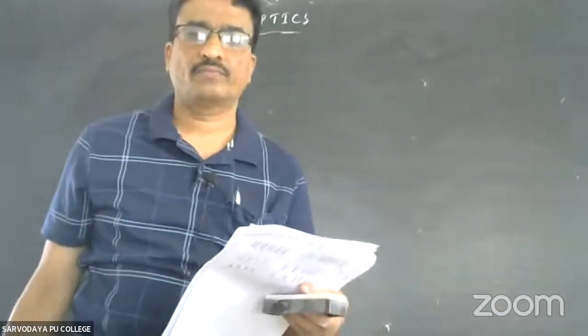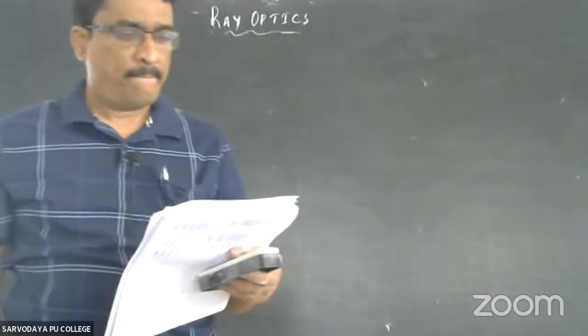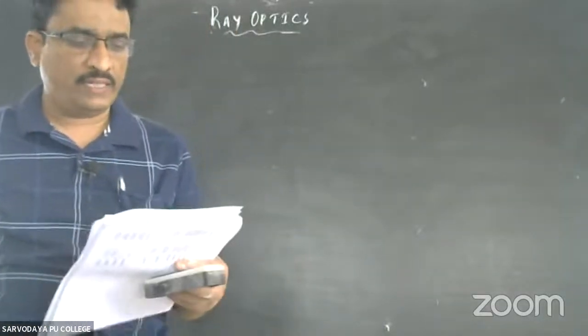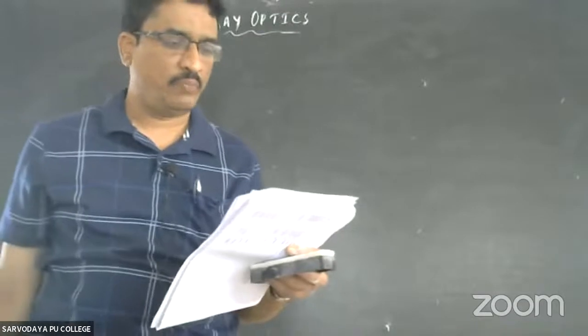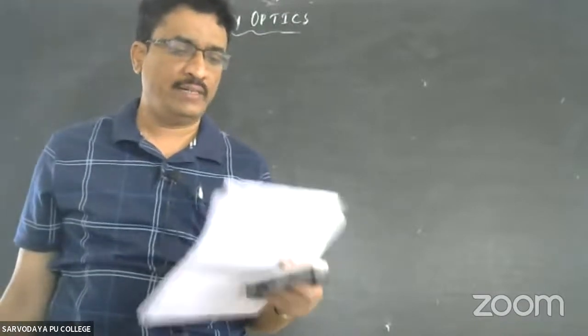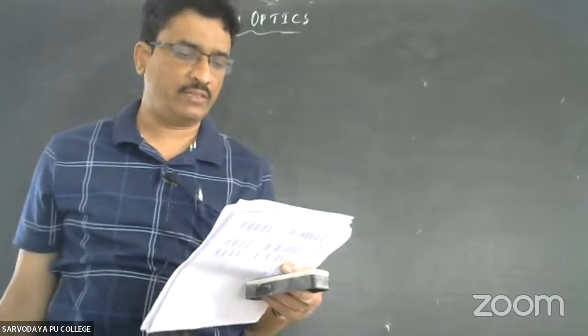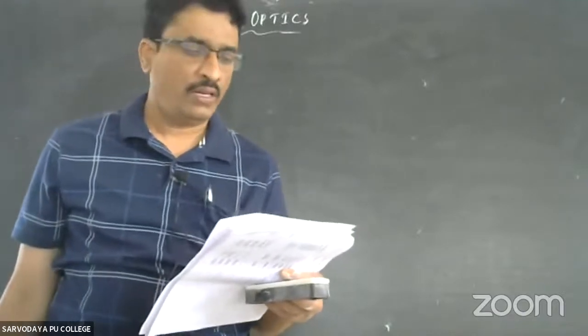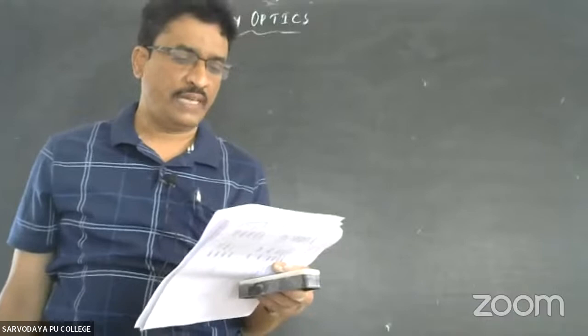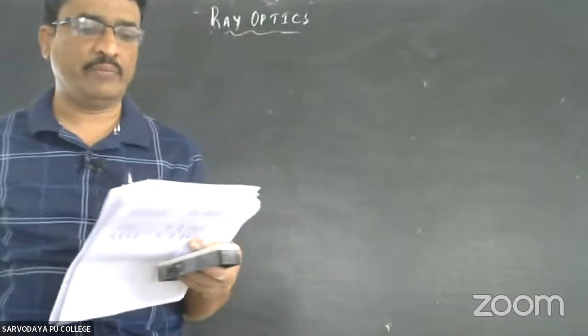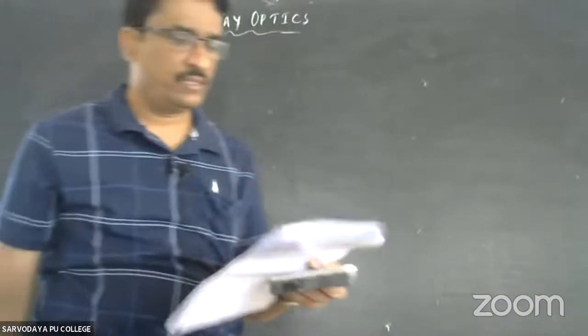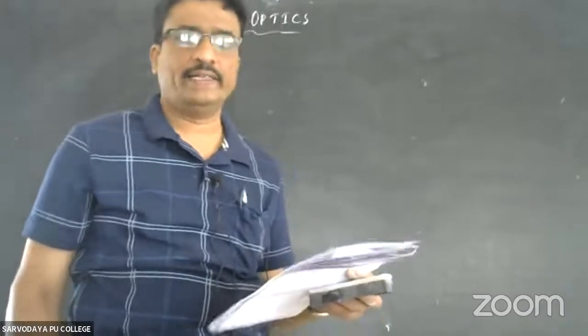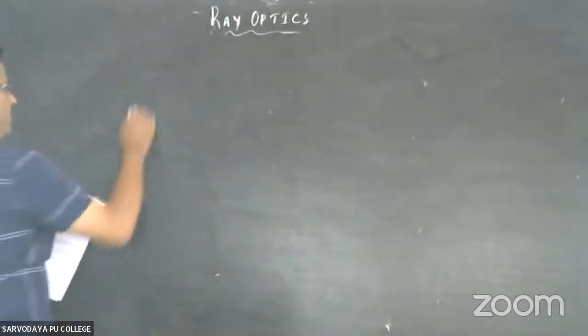Now, an object of 3 centimeter is placed 14 centimeter in front of a concave lens of focal length 21 centimeter. Find the position, nature, and size of the image. This is from July 2019 question paper. An object of 3 centimeter.